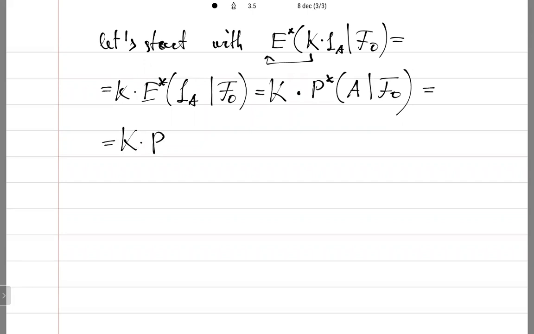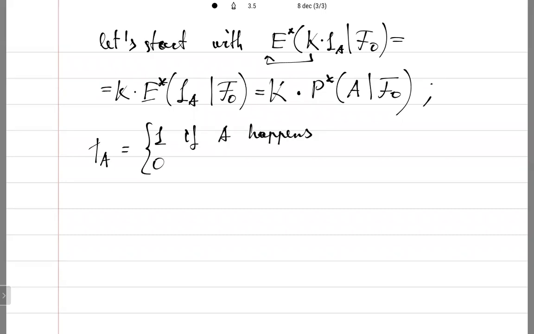Could you explain, please, what is the meaning of the indicator of A? It's a random variable. What is the indicator of A? It's a random variable, and it will be equal to 1 if A happens, and it will be equal to 0 otherwise. So it's a random variable associated with an event.